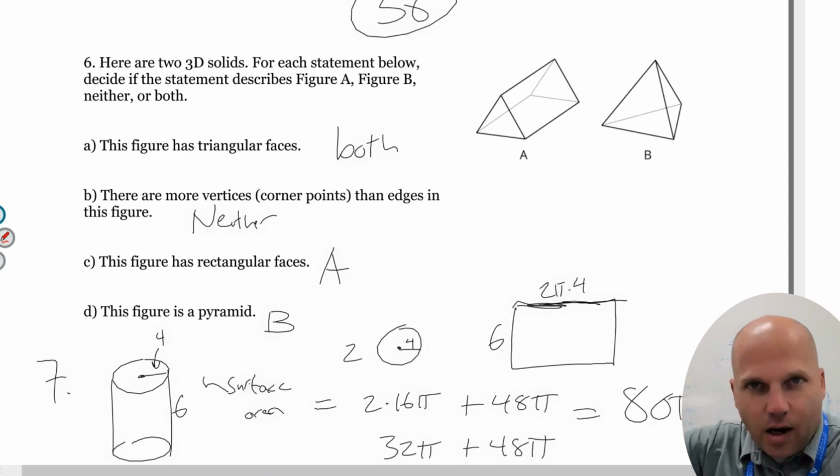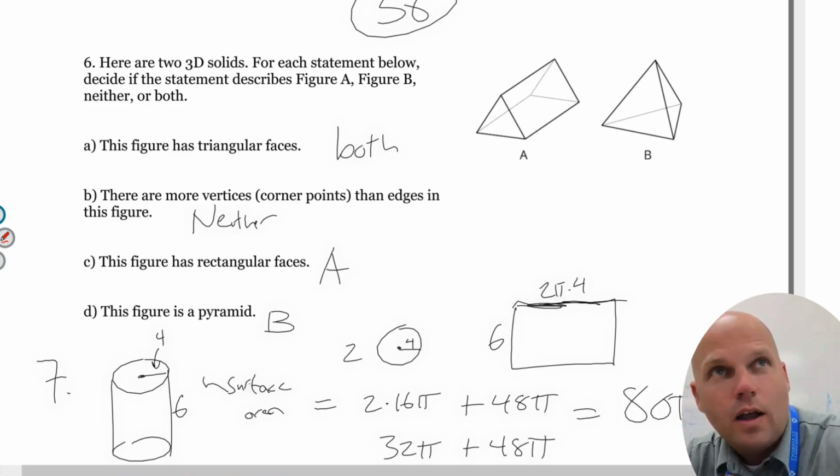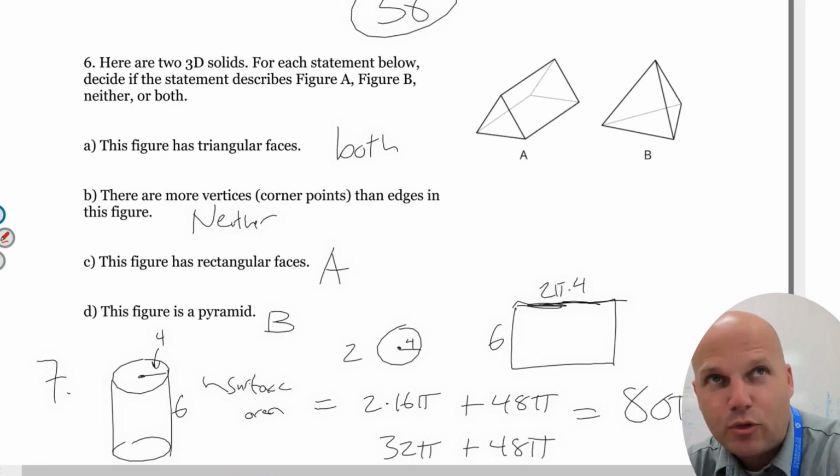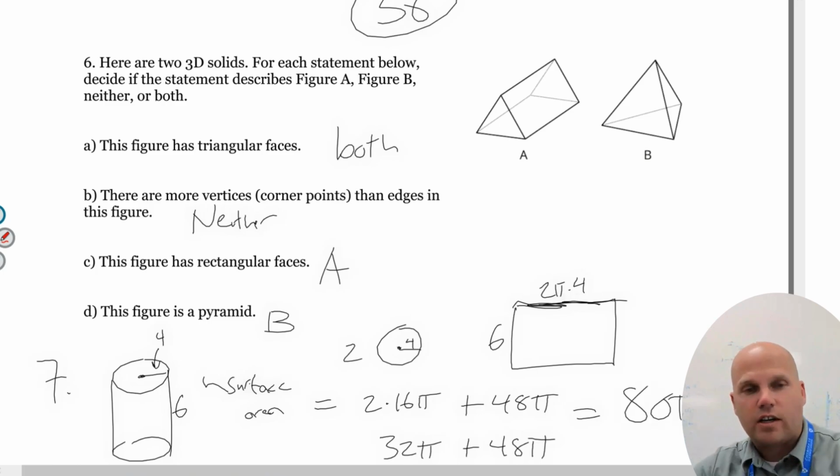Expect on my students' entrance ticket a lot more having to find stuff. I'm throwing 30-60-90 triangles at you. I'm throwing 45-45-90 triangles at you. I'm going to throw some cylinders at you. We're going to have some fun. Peace.